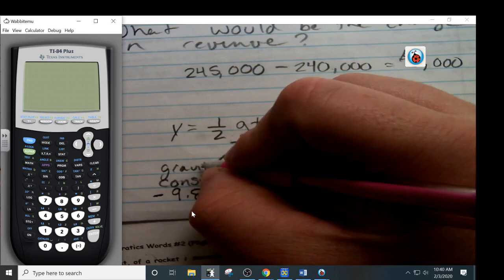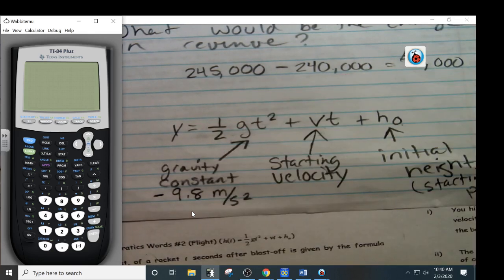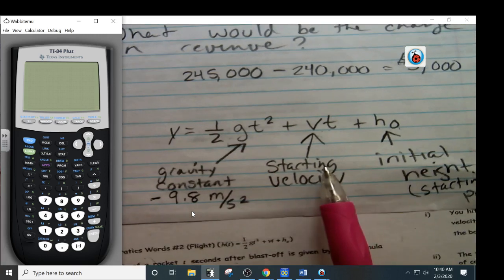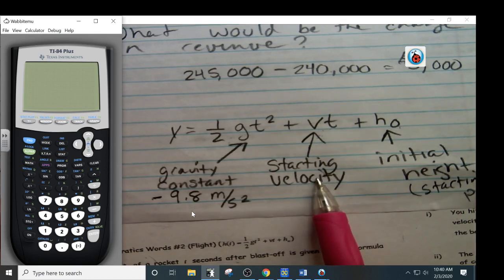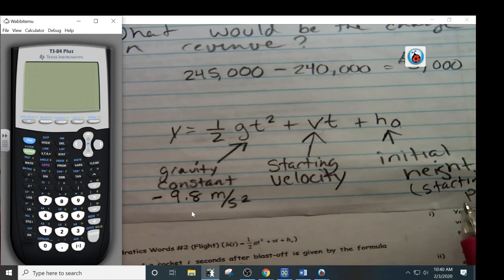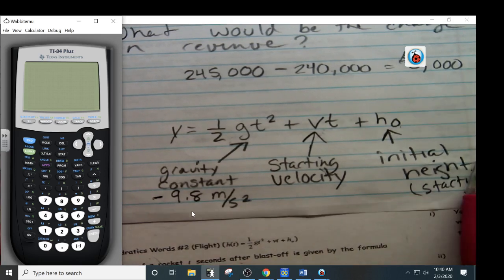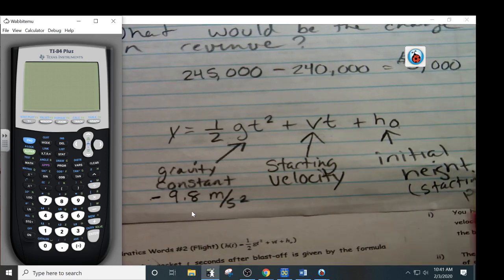All right. Now, that being said, the G stands for gravity constant, which on Earth is negative 9.8 meters per second squared. The B, your linear term, is your starting velocity. Okay. Your H is your initial height. Guys, I'm gonna tell you this. There is a good possibility I will ask you what these are on the test, so make sure you know what they are. All right.